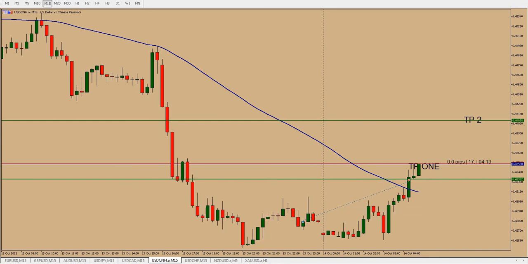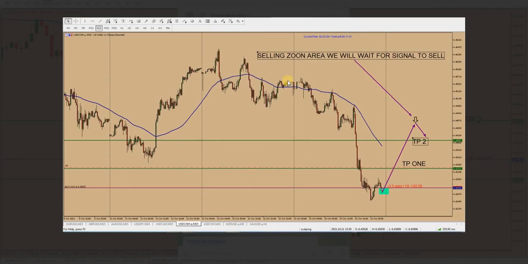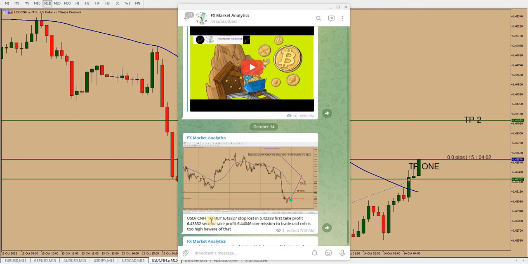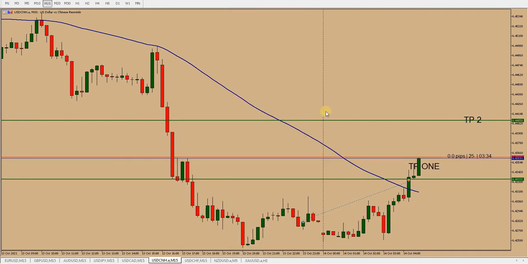Look at this chart. Sorry, I have said on this, please read on the Telegram group, USD Chinese money, RMB, what level to stop loss, what level to enter. And I have said, please, the commission on the trade is too high. Again, I mentioned this, because you should wait for the asking and bidding price to be too low, a good time for entry to the market. Anyway, thanks God, Yahoo, in the name of who this one was successful too.